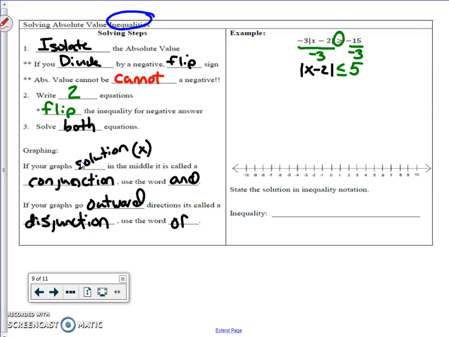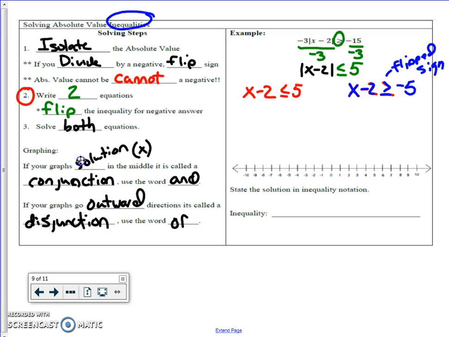Now we come to the step where we need to write two equations. By the way, that's equal to a positive, so we can continue to do this. When we write our two equations, we're going to have x minus 2 is less than or equal to 5. And then we're going to have x minus 2 is greater than or equal to -5. Notice we flip the sign. And that's kind of consistent if you think about it. If we go from a +5 to a -5, something we typically do is flip the sign.